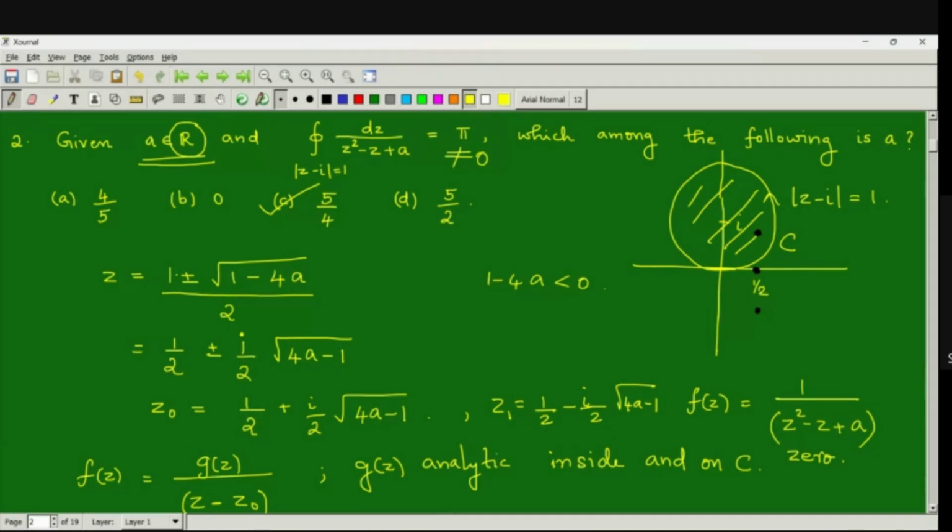Now, if this set is entirely on R, it means 1 plus something, so Z0 is here, and 1 minus something, Z1 is here. If the roots Z0 and Z1 were like this, then there are no roots inside the C. Means what? The integral by Cauchy's theorem is 0. But it is given a non-zero constant pi. So what we came to know is that this is not a purely real number.